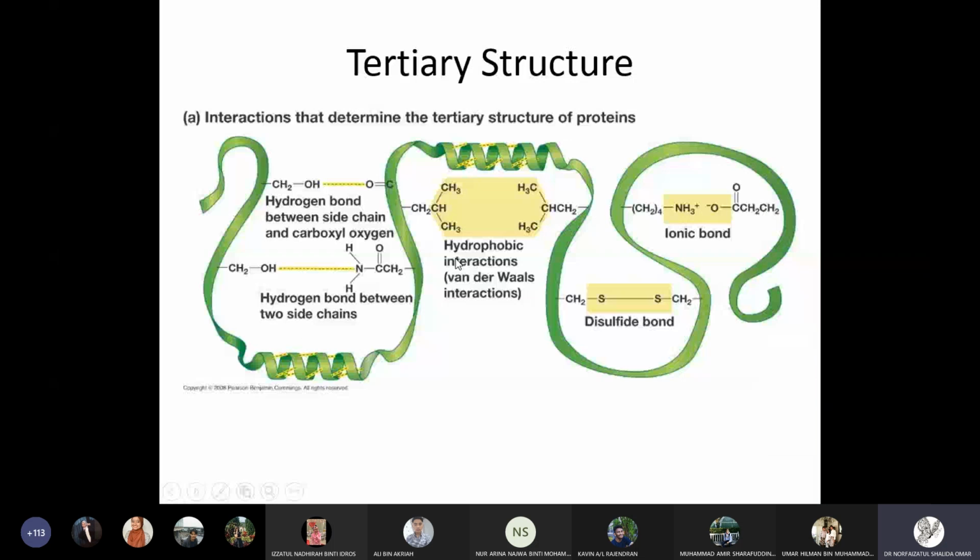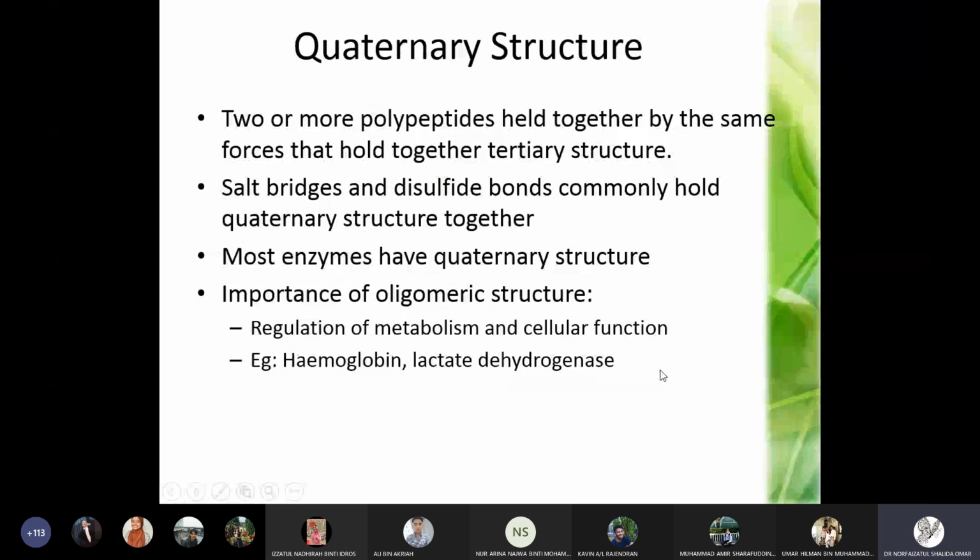So these are the interactions in the tertiary structure. We have hydrogen bonds, and then the van der Waals interaction, the disulfide bond, and then the ionic bond. So all these are the ones that hold together the tertiary structure. Whereas the quaternary structure has two or more polypeptides.